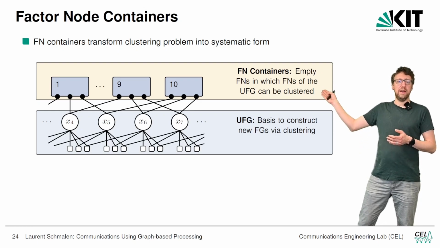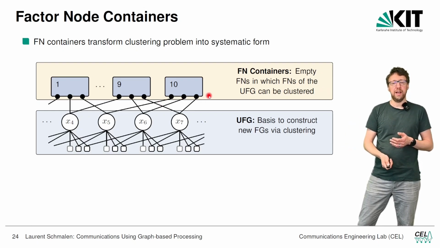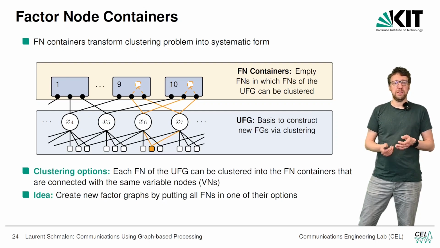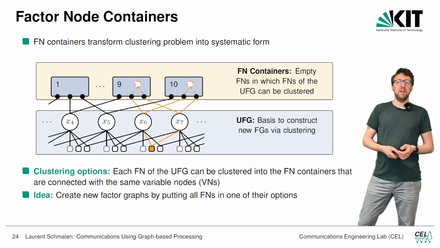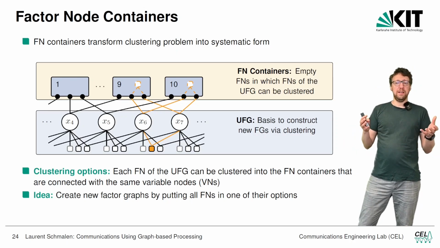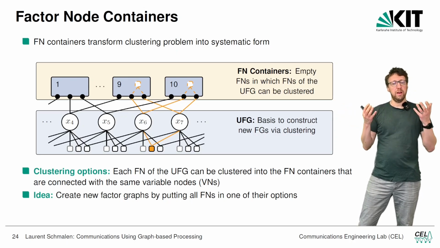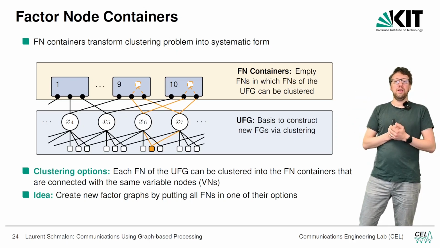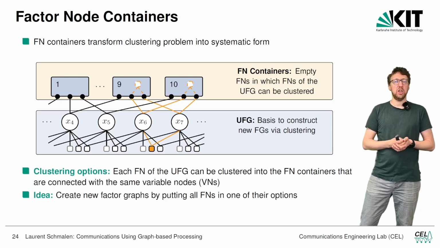So here we introduce containers. They have a degree of 3. So they have 3 connections. And now we can assign some of those factor nodes into these containers. So for instance, we can take this node and we can group it to container 9 or container 10. So the factor node can be clustered into the containers, and the containers connect to the same variable nodes. And we create a new factor graph by putting all the factor nodes into one of these containers.